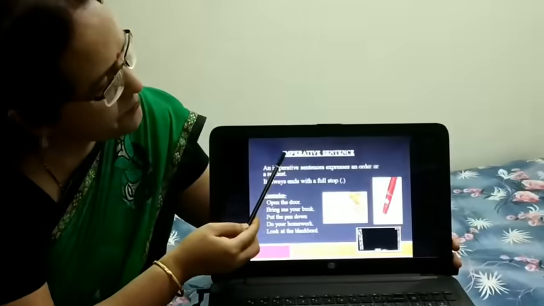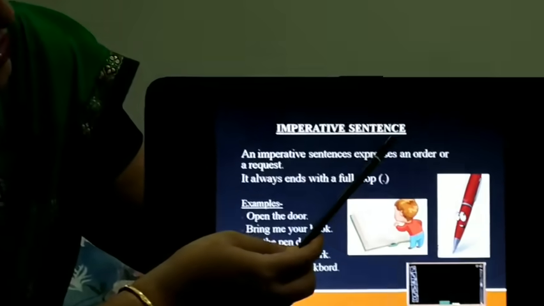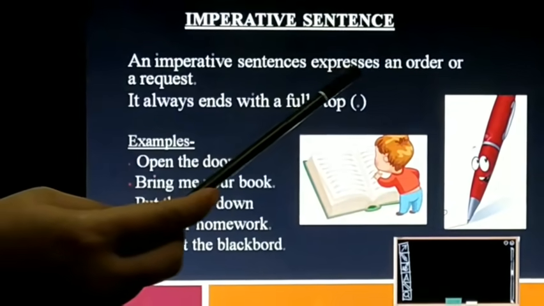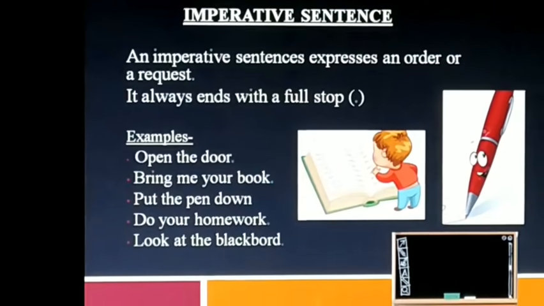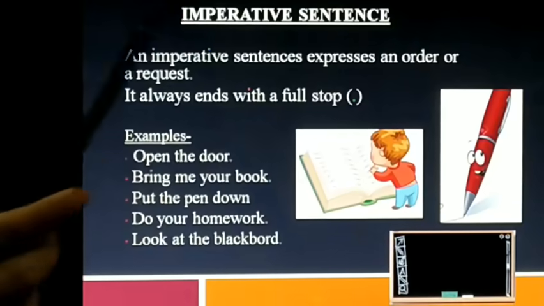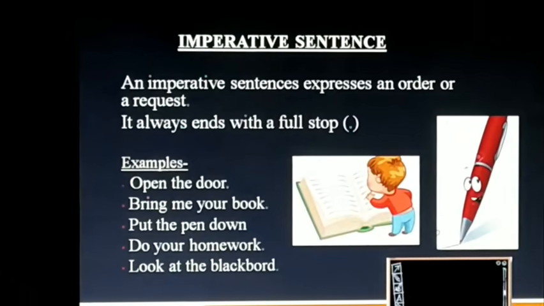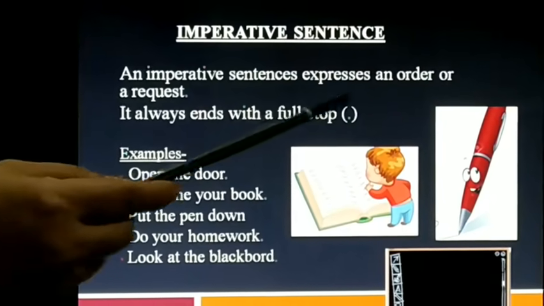Now, imperative sentence. Okay, third one is imperative sentence. An imperative sentence expresses an order or a request. It always ends with a full stop.